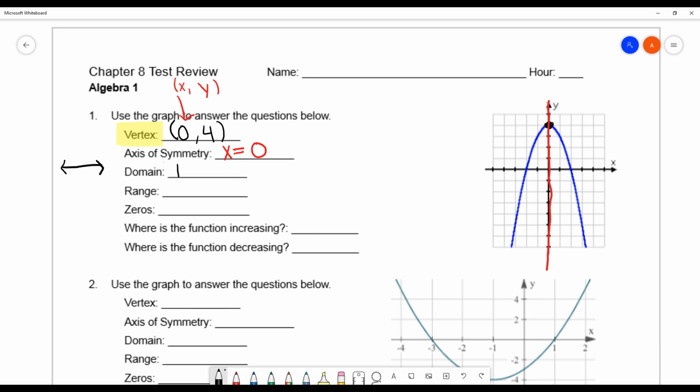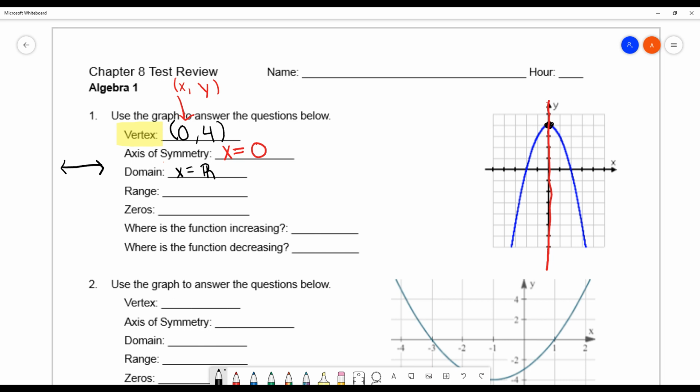We use this symbol, it looks like two L's, and then you make it into an R to refer to domain. And fun fact, or not really fun fact, but domain is always written in terms of x. So technically, we could also write it this way. We could say x is equal to all real numbers.